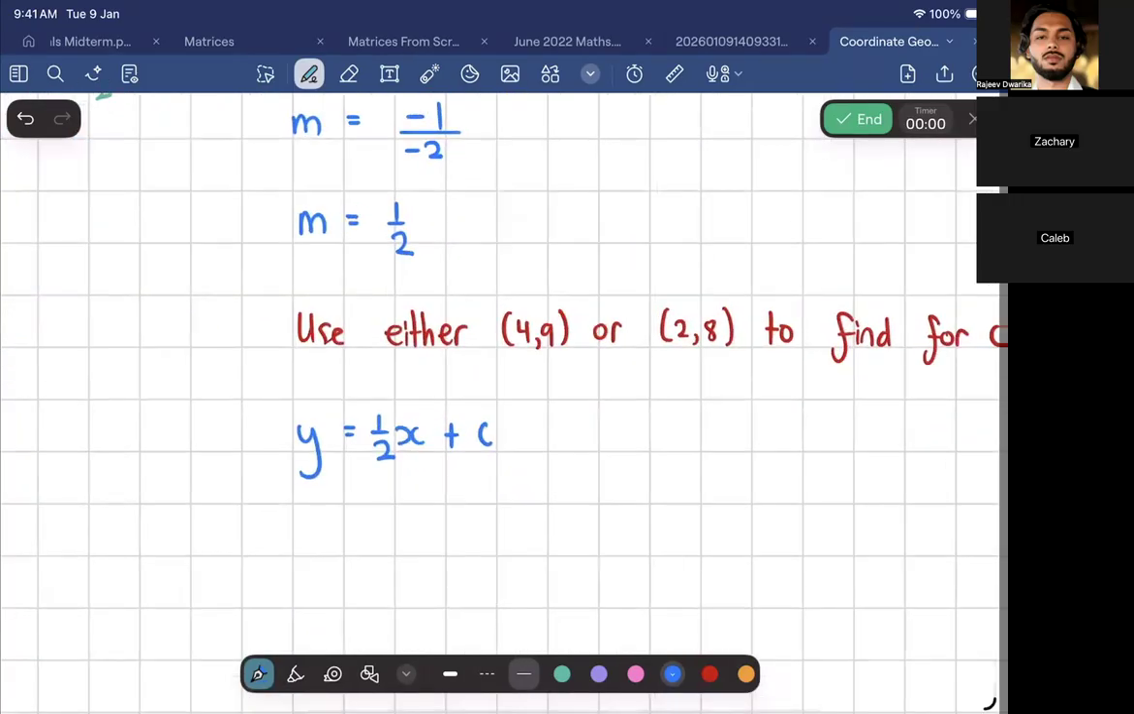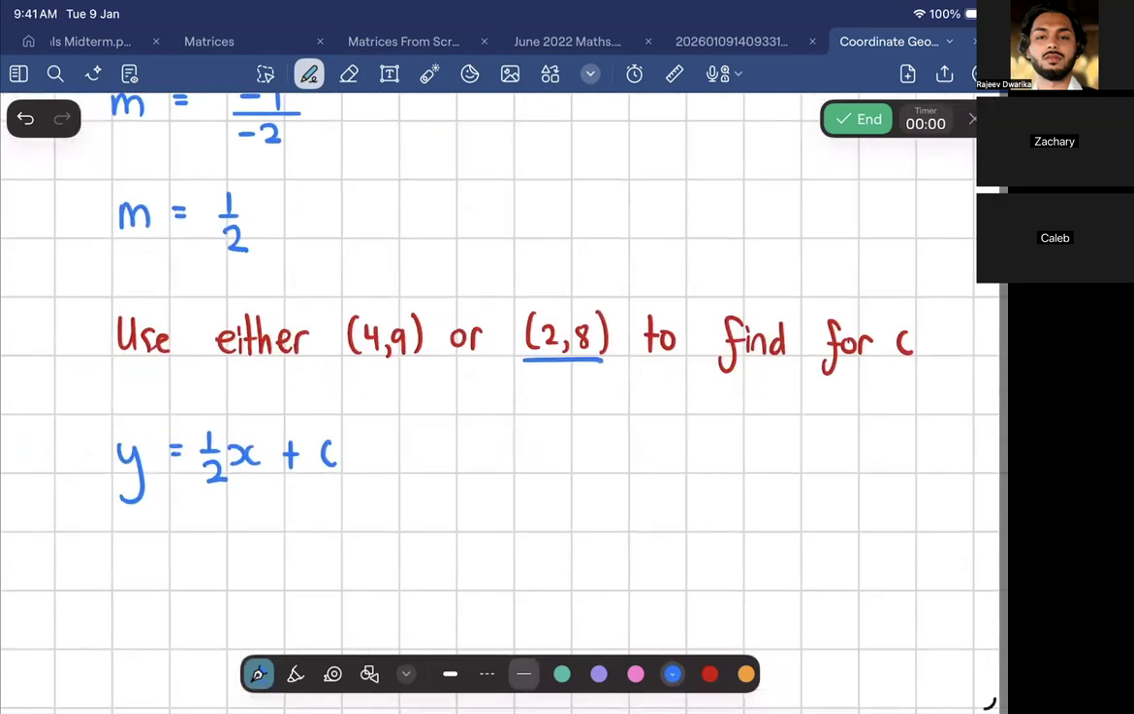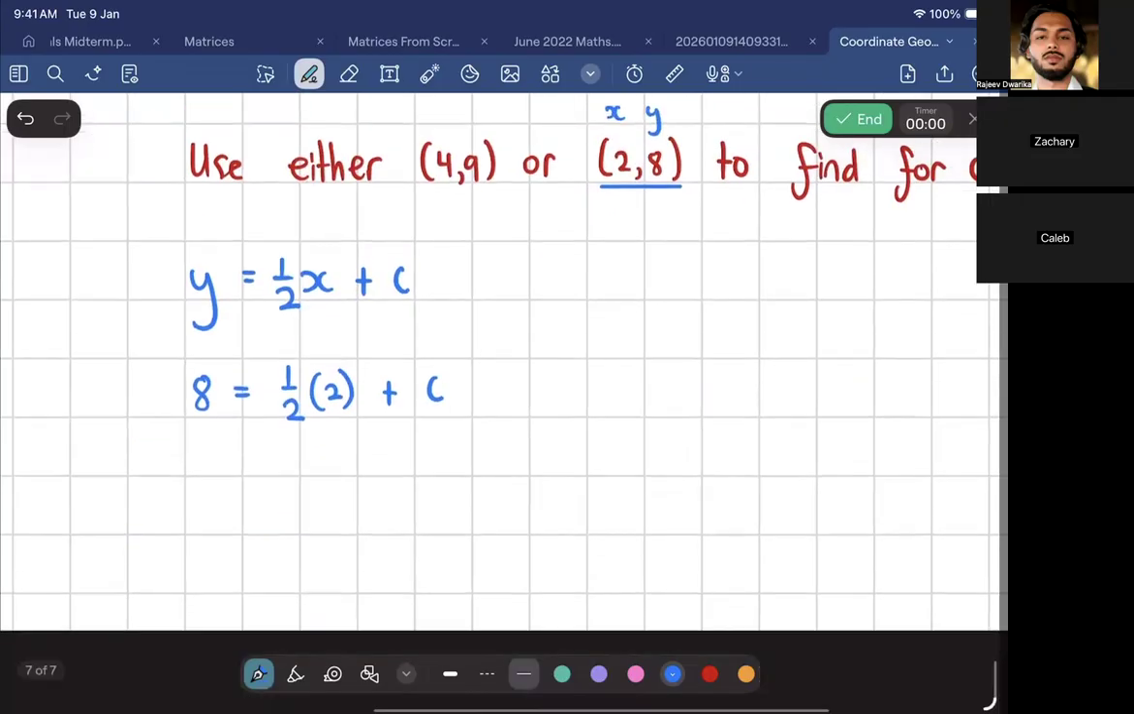Now let me ask you a question. Zachary said to use 2, 8. That's not a problem because it does lie on the normal. It will work. If I use 2, 8, what is x and what is y? x is 2, y is 8. So anywhere that I see y, I'm going to write 8. Anywhere that I see x, I'm going to write 2. And then I'm going to write plus c. What is a half times 2?